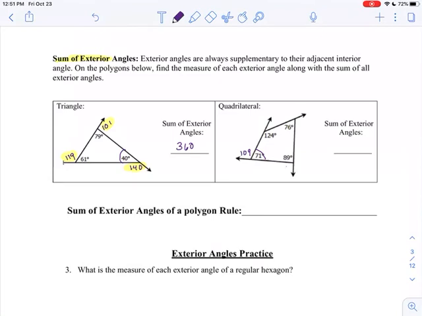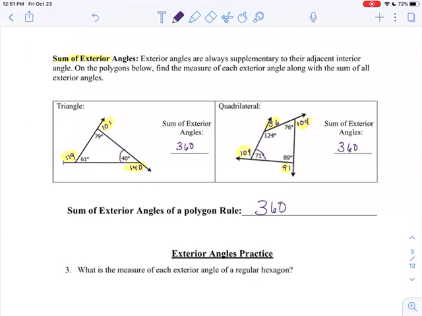Let's do the same thing for this quadrilateral. If this angle is 71, the one next to it is 109. If this one is 89, then the one next to it is 91, because they're all supplementary. The exterior angles are outside of the figure. If this is 76, then right next to it is 104. And if this is 124, the one next to it is 56. Now let's add up 56 plus 109 plus 91 plus 104. The sum of those exterior angles is again 360.